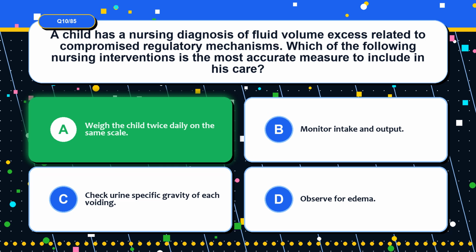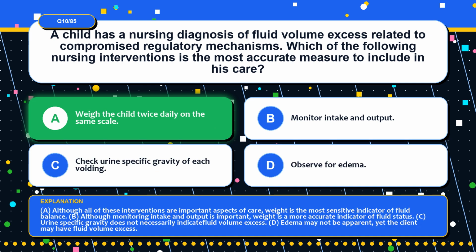The correct answer is option A. Weigh the child twice daily on the same scale. Although all of these interventions are important aspects of care, weight is the most sensitive indicator of fluid balance. Although monitoring intake and output is important, weight is a more accurate indicator of fluid status. Urine-specific gravity does not necessarily indicate a fluid volume excess. Edema may not be apparent, yet the client may have fluid volume excess.